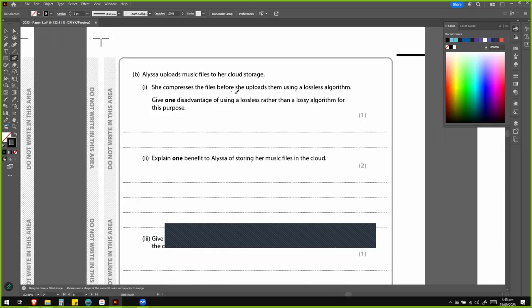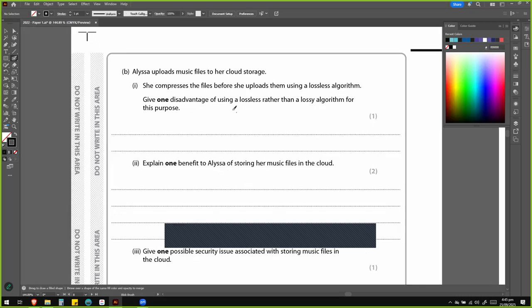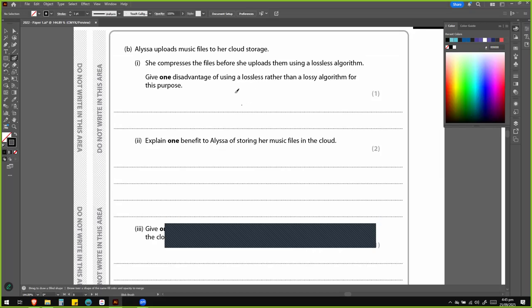So Alyssa uploads music files to her cloud storage. She compresses the files before she uploads them using a lossless algorithm. Give one disadvantage of using a lossless rather than a lossy algorithm for this purpose. So go ahead, pause the video, try and answer this question, only for 1 mark, and come back for the answer.